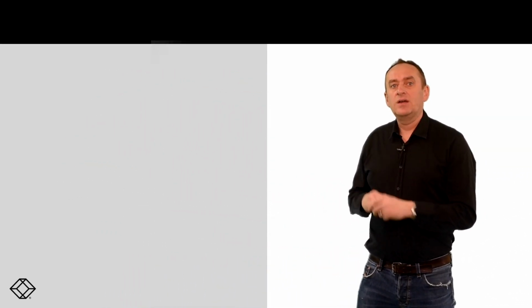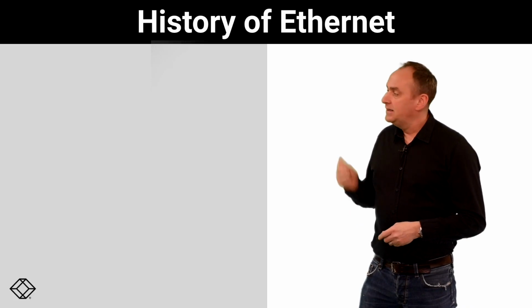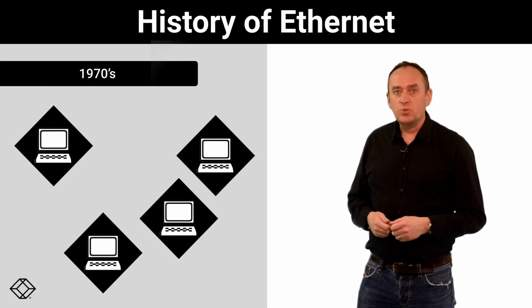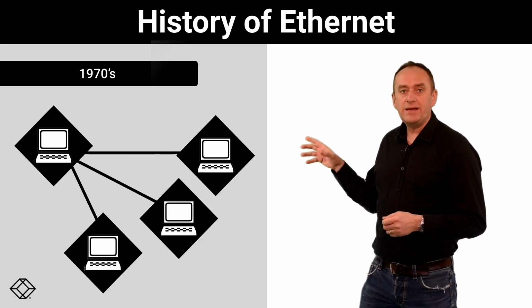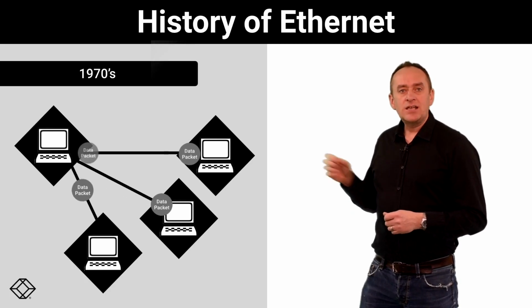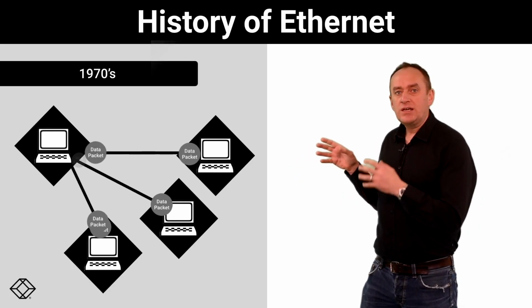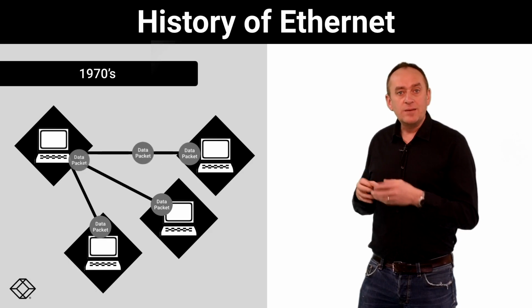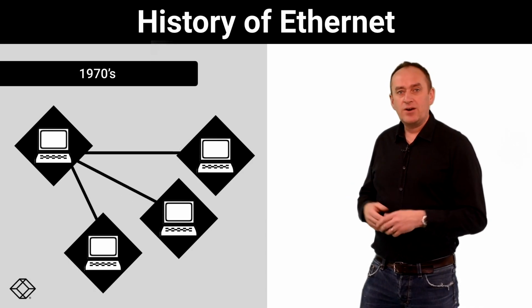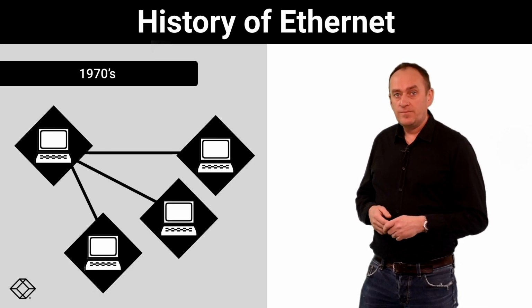Let's take a quick look at the history of Ethernet. It all started in the 1970s, when some clever chaps worked out a way of separating big chunks of data into tiny packets, and then send them across multiple devices using copper cable before reassembling them into the original format at the other end. It was a mad idea, but it took off.